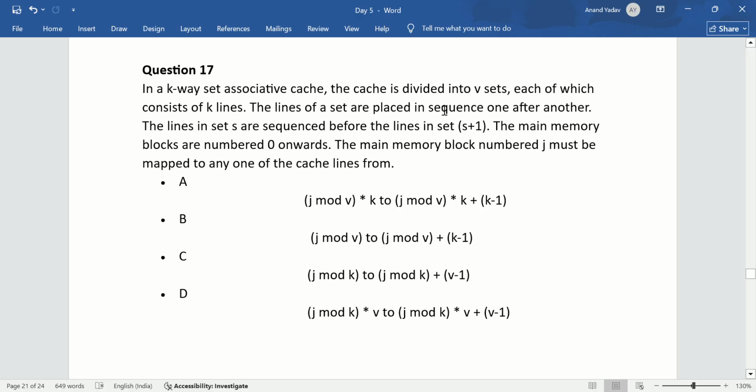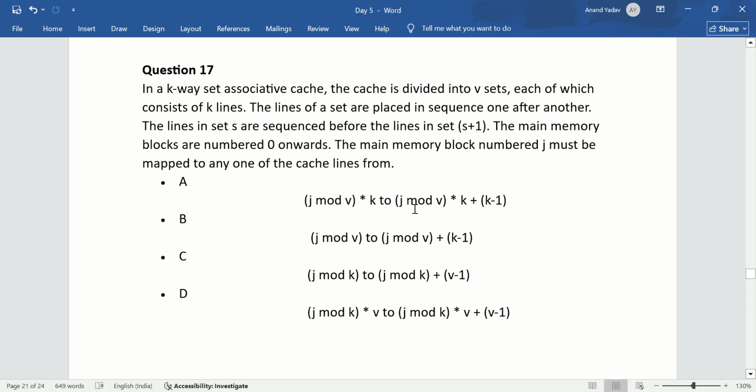For set number, we know that J is a block number. J mod V, where V is the number of sets. Set number into K, K is the set lines. So J mod V into K, up to minus 1.